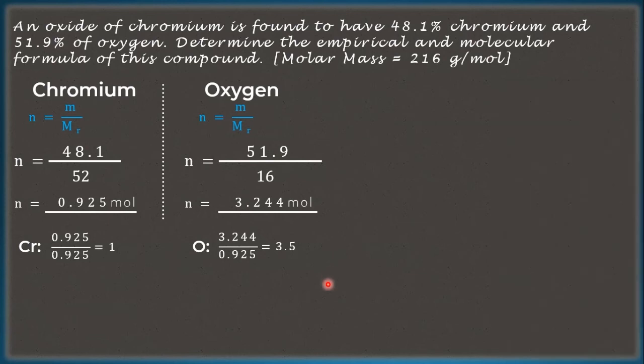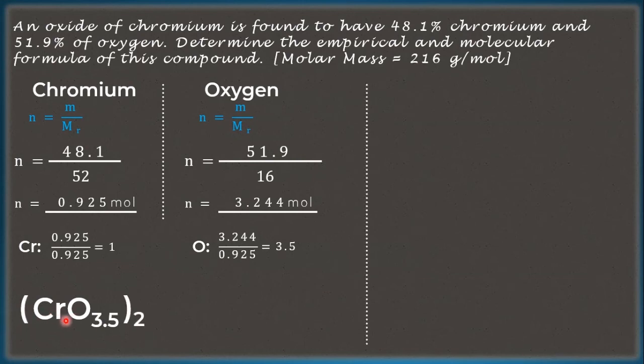So what happens here is we get this empirical formula which is not yet built up the right way, and then multiply it by 2. Therefore, our Cr, or the chromium, is going to be 2. The oxygen will have 7.